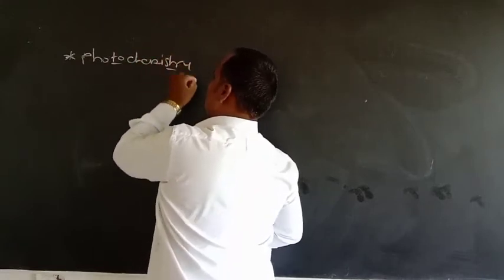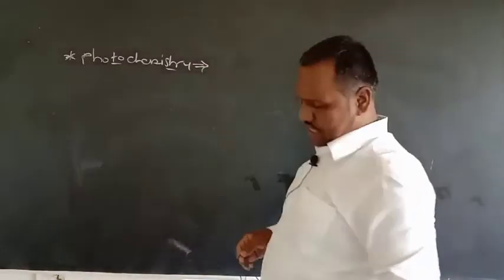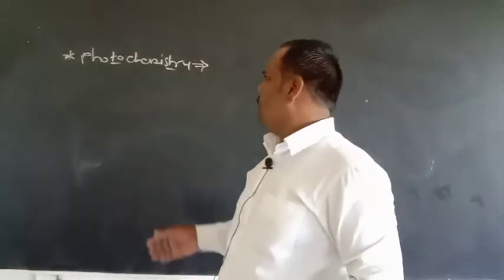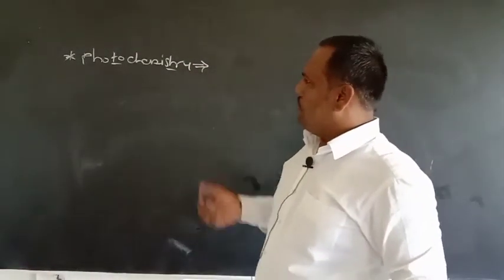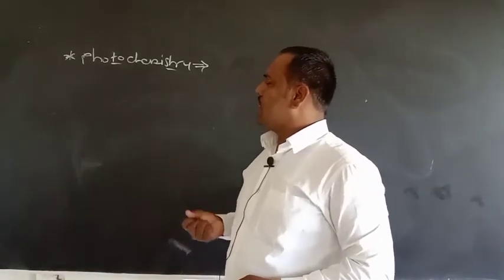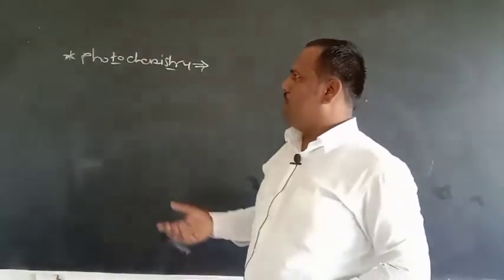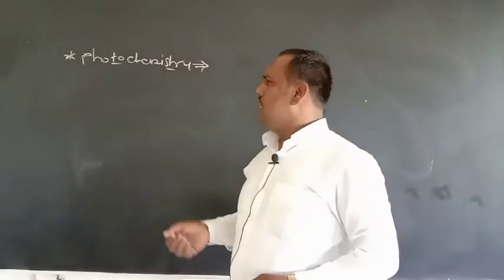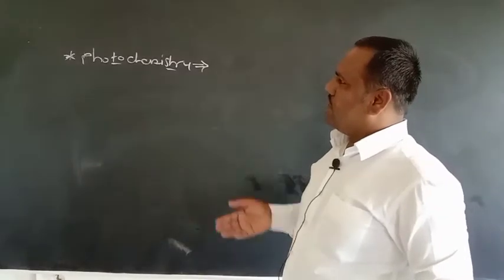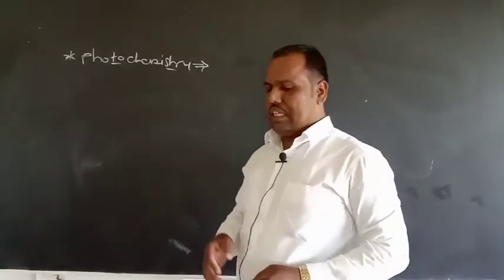In this photochemistry, we will discuss the definition of photochemistry, then the two laws of photochemistry, then what is quantum yield, then the recapitulation of fluorescence and phosphorescence, and then we see the d-d transition and charge transfer transition for the photochemical reactions.